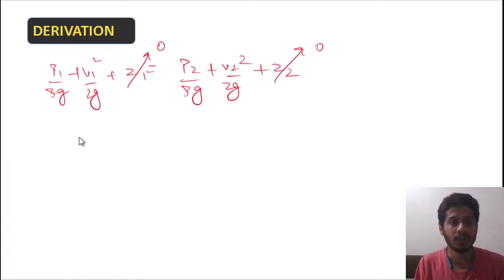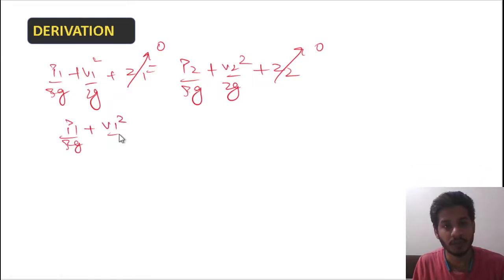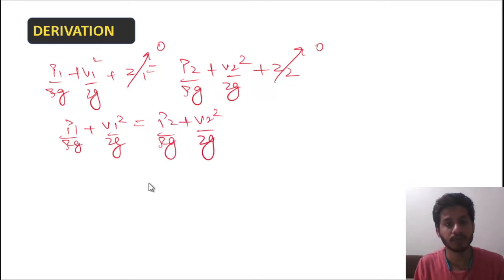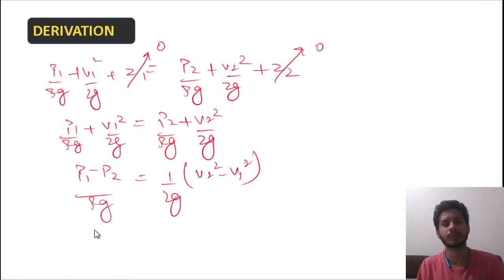Alright. Now, P1 upon rho G plus V1 square upon 2G equals P2 upon rho G plus V2 square upon 2G. We can rearrange the terms, bringing P2 here. So P1 minus P2 upon rho G is equal to 1 upon 2G, with V2 square minus V1 square.